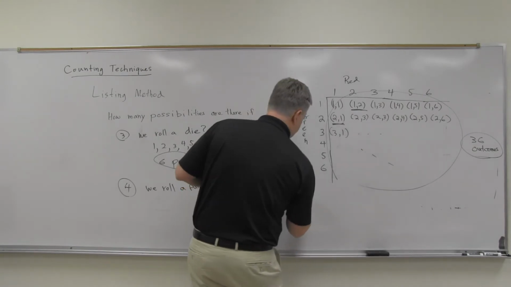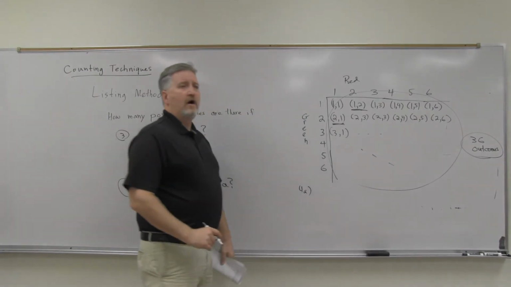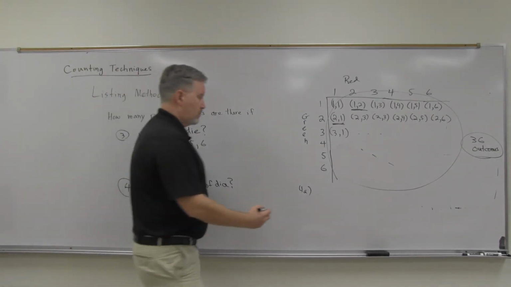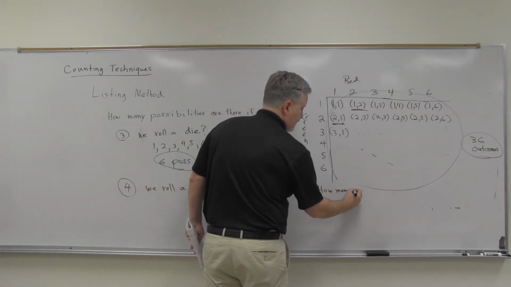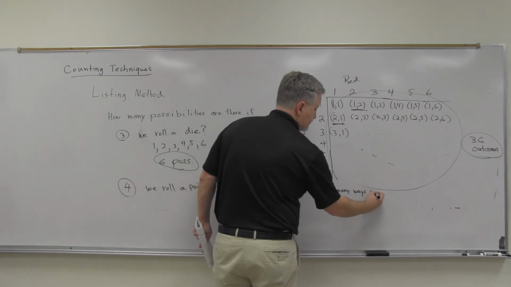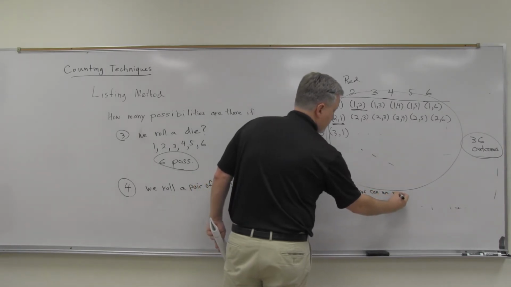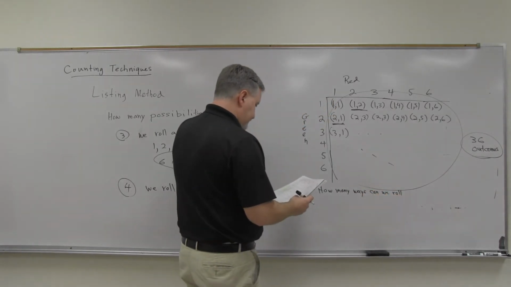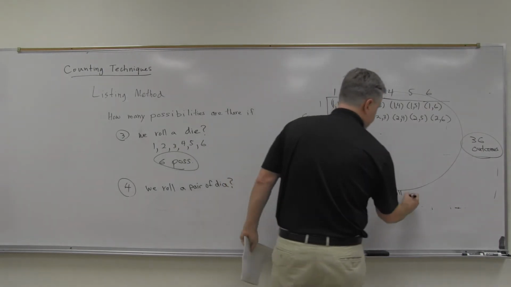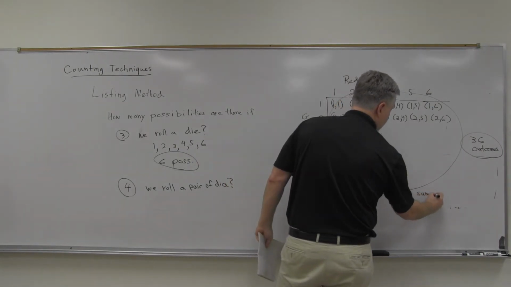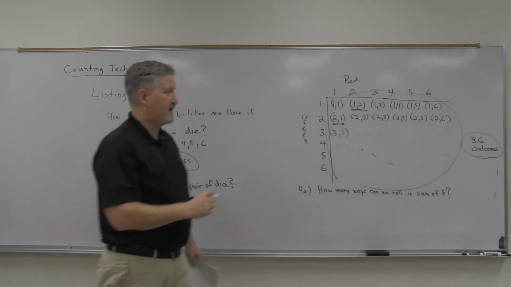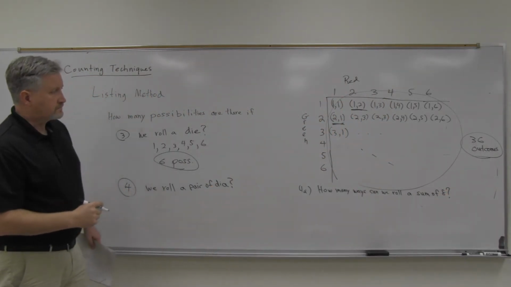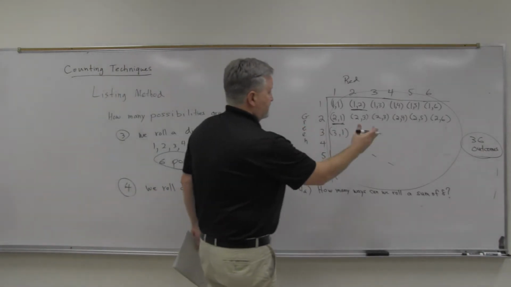So this would be, let's say, 4A. All right, so 4A here. How many ways can we roll a sum of 8? Well, if you've got the whole table there, you can just count them up, but how many ways can we roll a sum of 8?